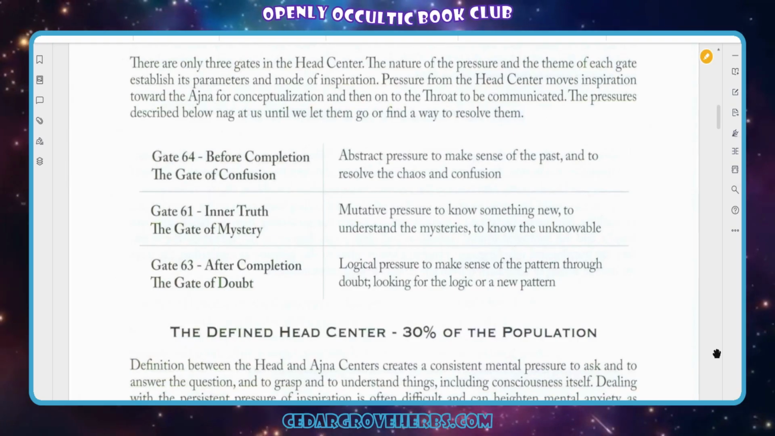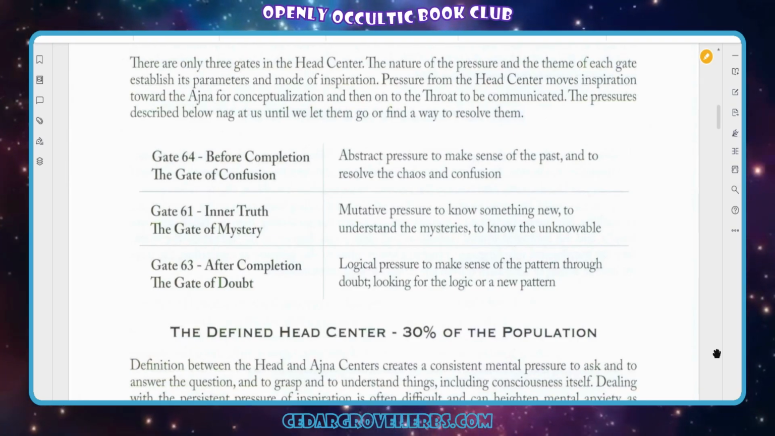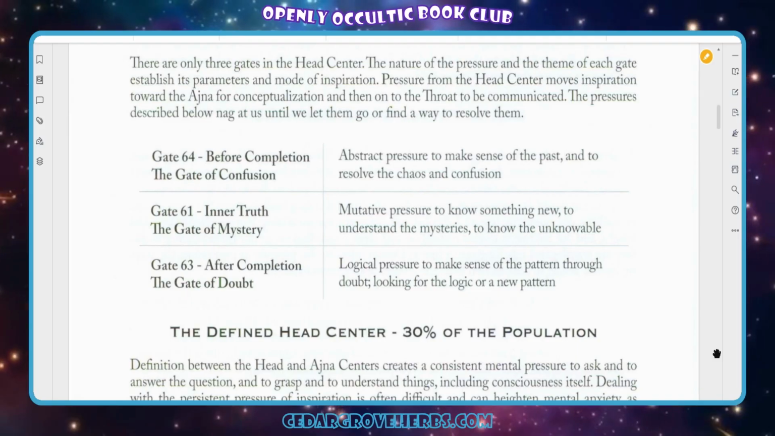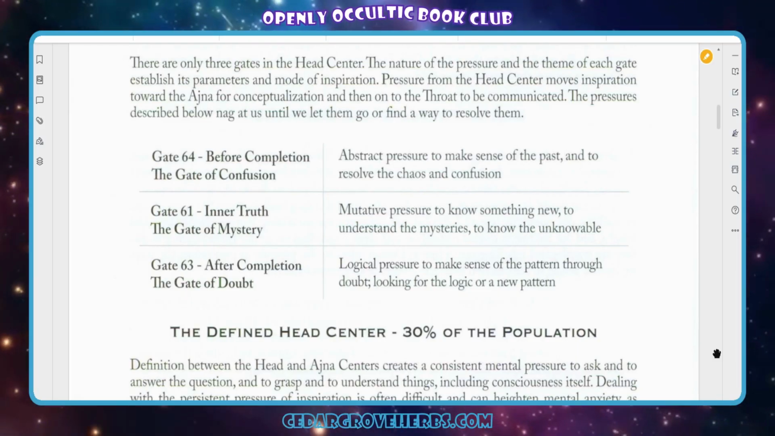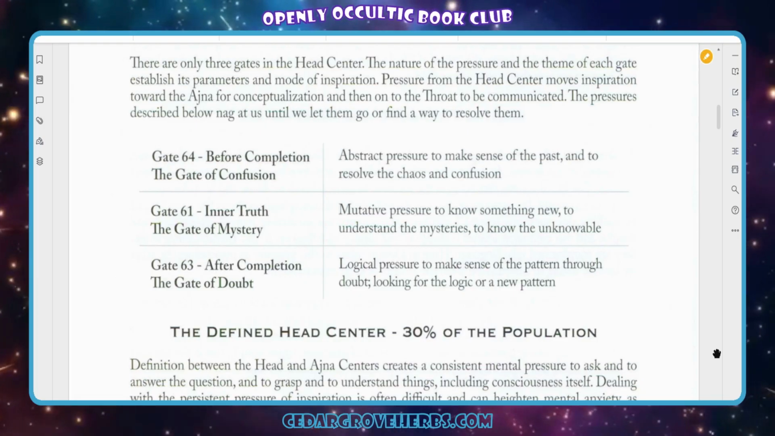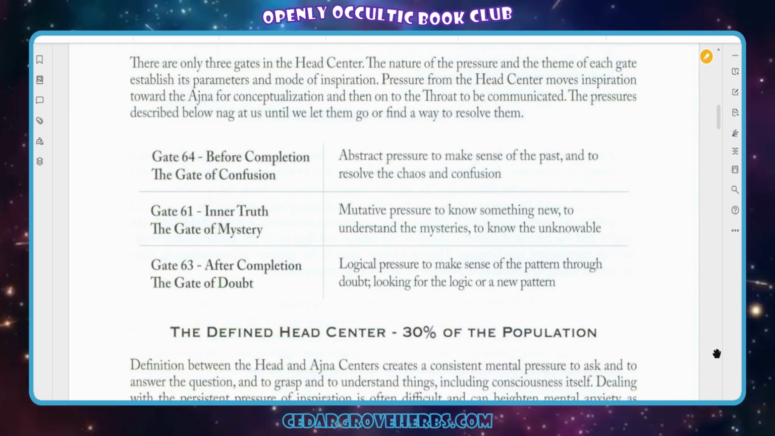So gate 64, before completion. This is the gate of confusion. And what goes on with that, the energy that you're dealing with, is abstract pressure to make sense of the past and to resolve the chaos and confusion.